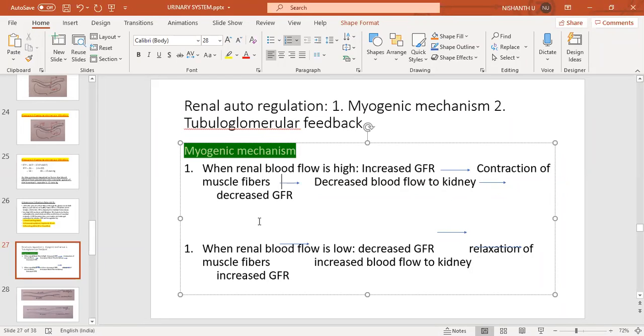So first, let us concentrate on the myogenic mechanism. This we will discuss in the next class. That means the mechanisms we will discuss next class.